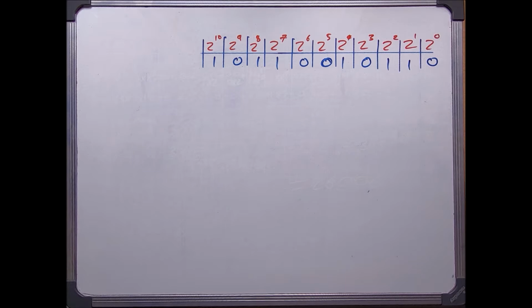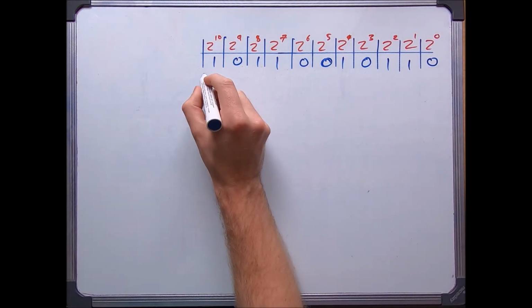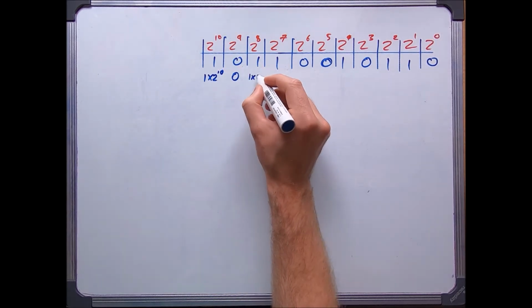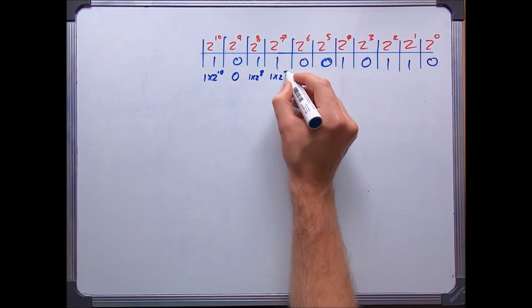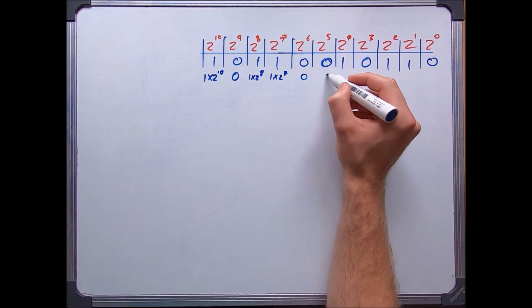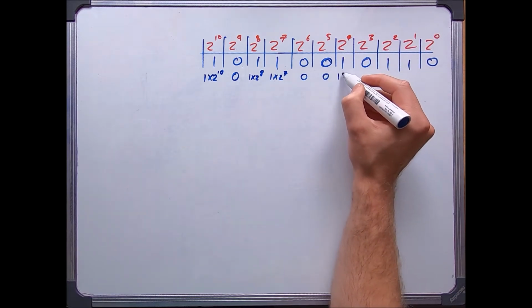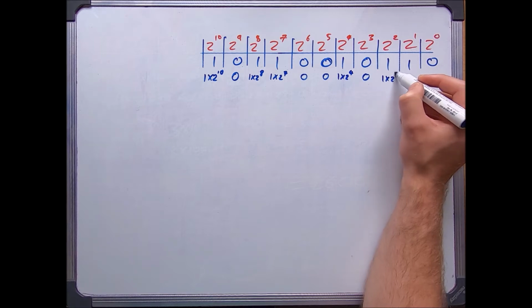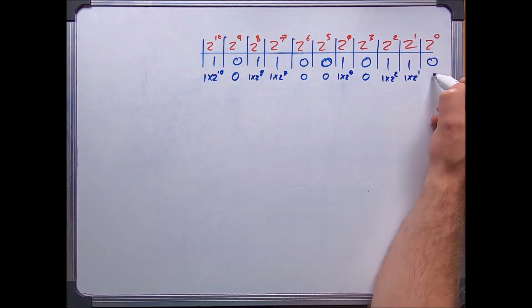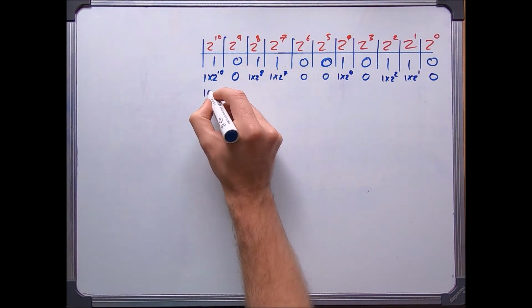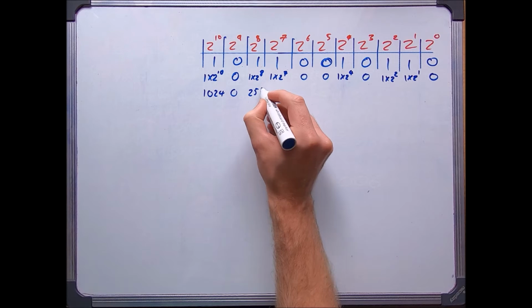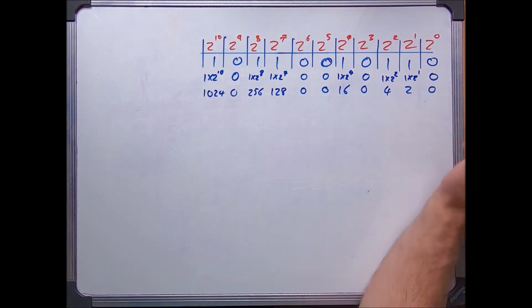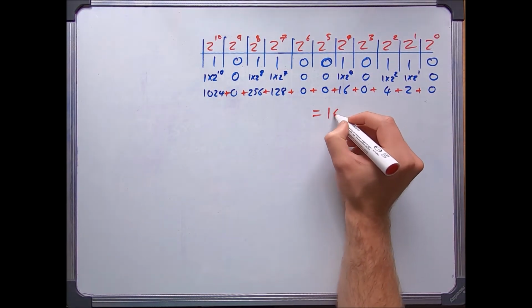Now let's try an 11-bit unsigned word. We have 1 lot of 2 to the power 10, 0 lots of 2 to the power 9, 1 lot of 2 to the power 8, 1 lot of 2 to the power 7, 0 lots of 2 to the power 6, 0 lots of 2 to the power 5, 1 lot of 2 to the power 4, 0 lots of 2 to the power 3, 1 lot of 2 to the power 2, 1 lot of 2 to the power 1, and 0 lots of 2 to the power 0, which is the same as writing 1024 plus 0 plus 256 plus 128 plus 0 plus 0 plus 16 plus 0 plus 4 plus 2 plus 0, which gives a final answer of 1430.